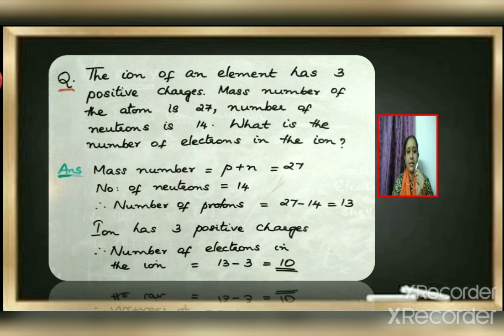Mass number is given, which is equal to 27. And we know that mass number is the total number of protons and neutrons. Number of neutrons is given, which is equal to 14. So how can we get the number of protons? Mass number minus number of neutrons. So the number of protons will be equal to 27 minus 14, which is equal to 13.